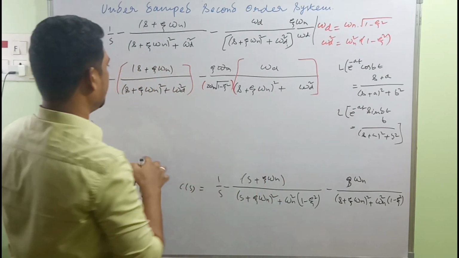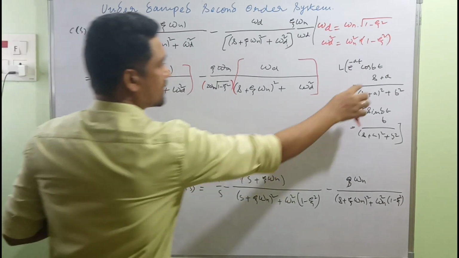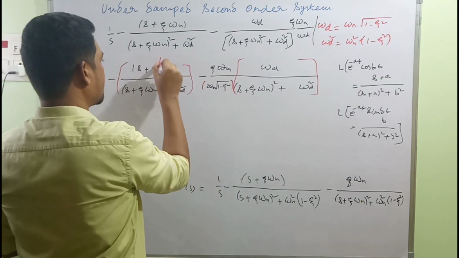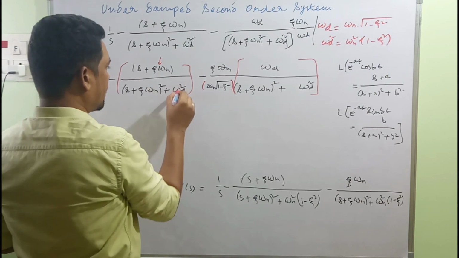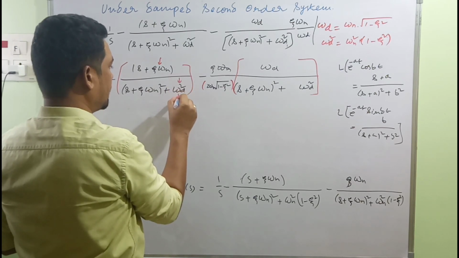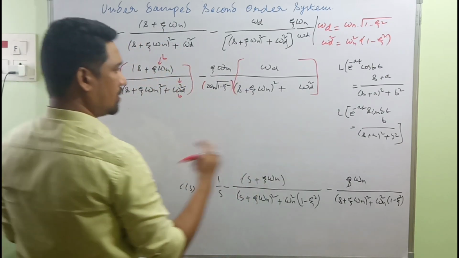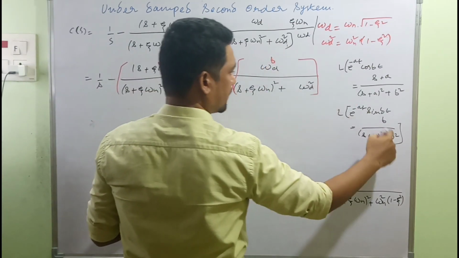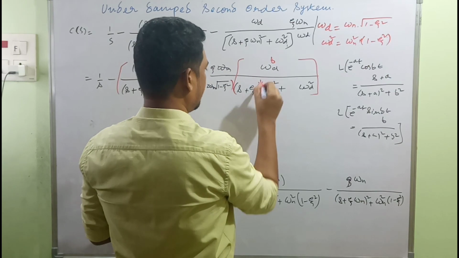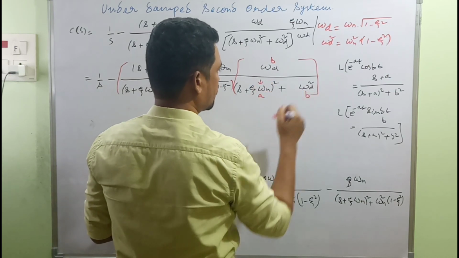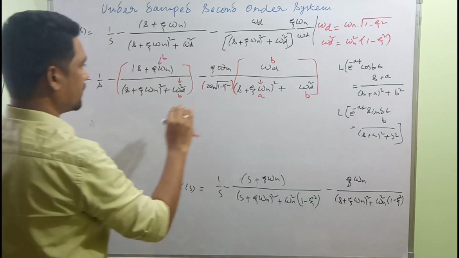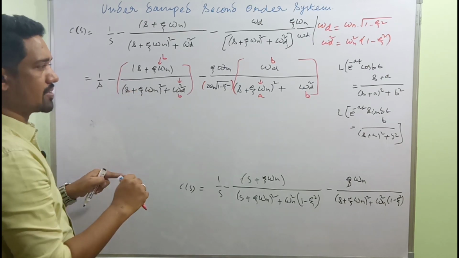Now here it's very clear, s plus a, right? This is our a, zeta omega n being our a, and omega d being our b. Comparing these two. And here once again, omega d is b, and this is our a and this is our b. So this could be reduced, now considering the inverse Laplace transform.